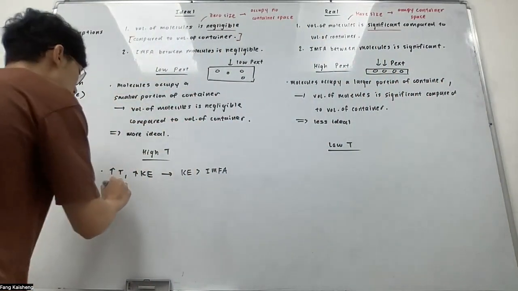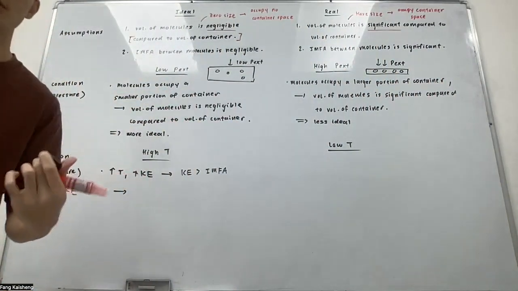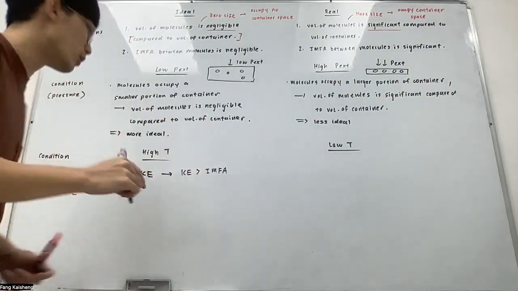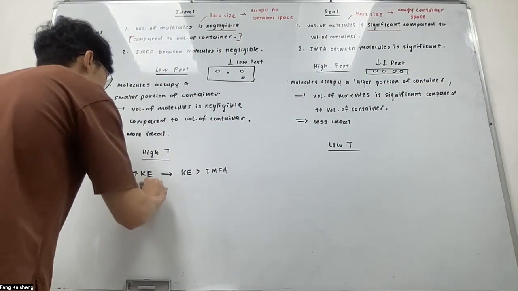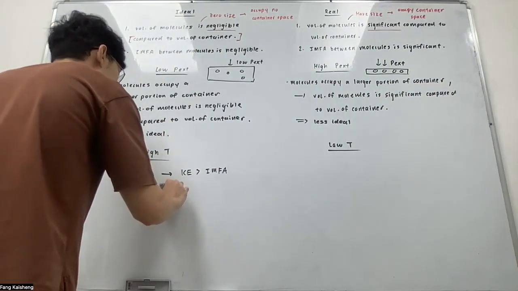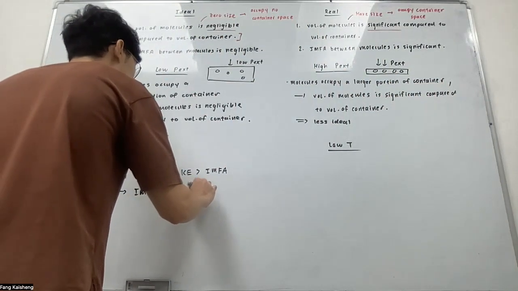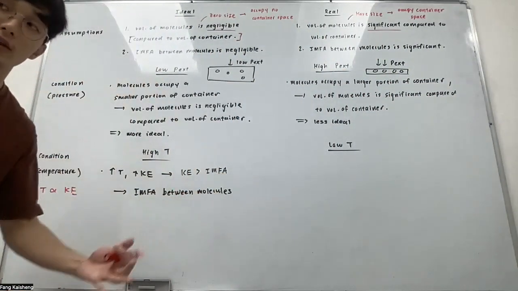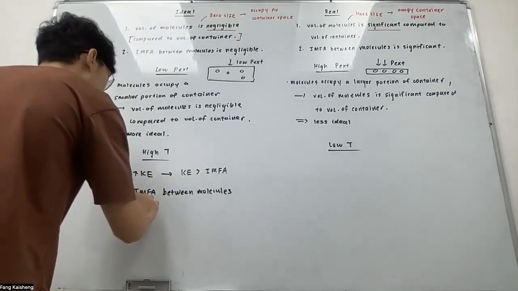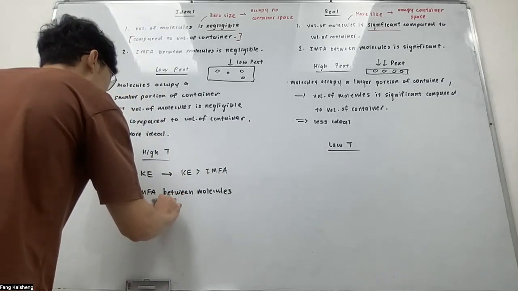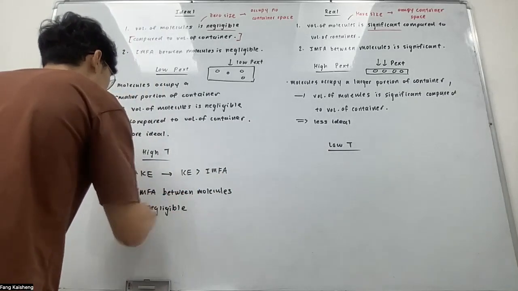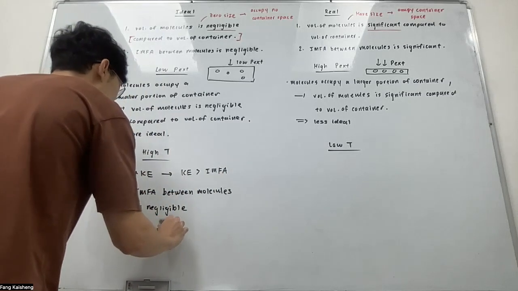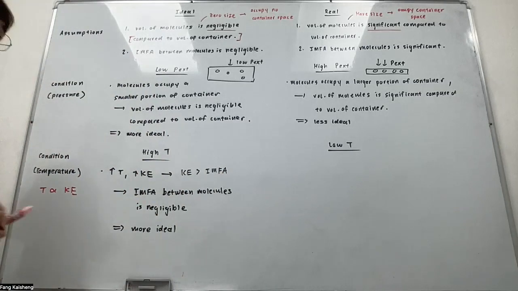So are the intermolecular forces negligible or significant? Negligible, because they can't form any intermolecular force. So the intermolecular forces between molecules are negligible. In other words, the higher the temperature, does the gas become more ideal or less ideal? More ideal. So once again, different conditions can affect the behavior. Some may be more ideal, some may be less.